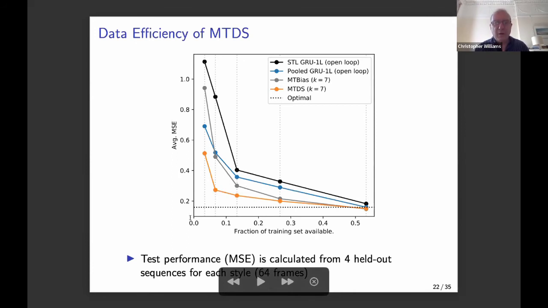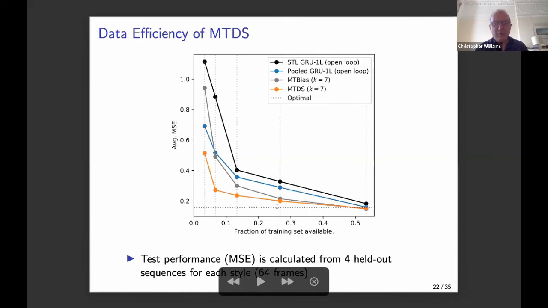So this plot on the x-axis shows the fraction of the training set available, and on the y-axis it shows the average mean squared error. If we start with the single task learning, that's the top black line, it has a relatively high mean squared error initially, and as we see more data, it does better. But if we compare that with the orange line, the MTDS with k equal to 7, we see that it learns quite rapidly.